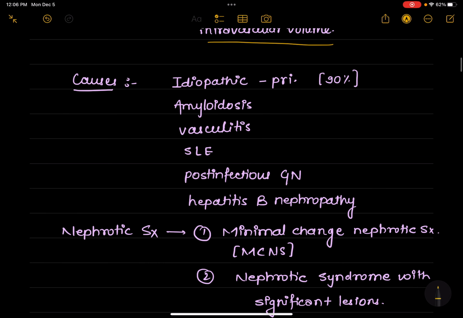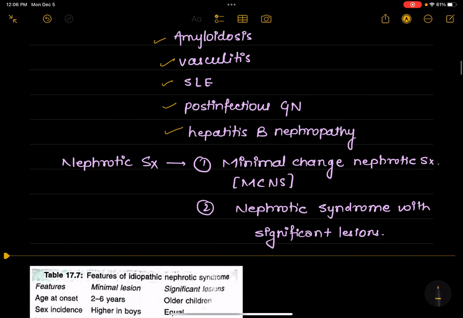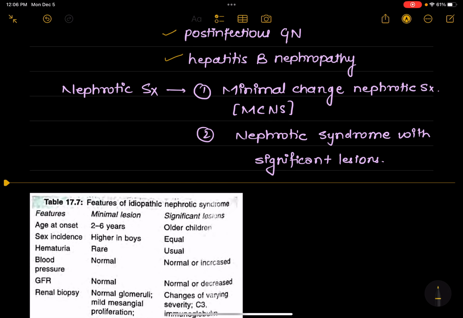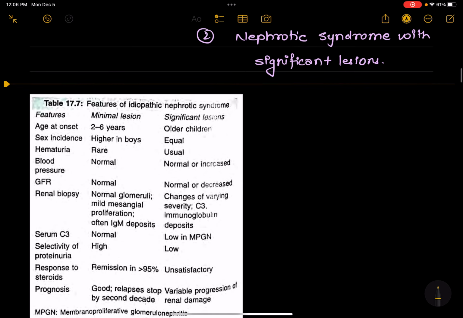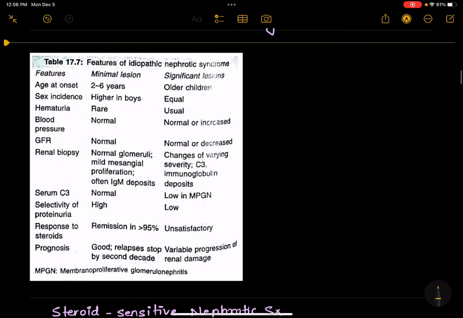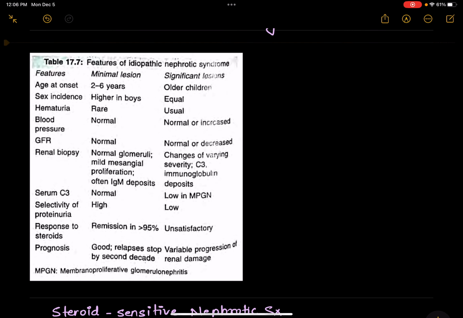The causes of nephrotic syndrome are idiopathic in the majority of cases. There can be other causes like amyloidosis, vasculitis, SLE, post-infectious glomerulonephritis, and hepatitis B nephropathy. Nephrotic syndrome can be divided into two: minimal change nephrotic syndrome and nephrotic syndrome with significant lesions. The difference between both is minimal lesions.